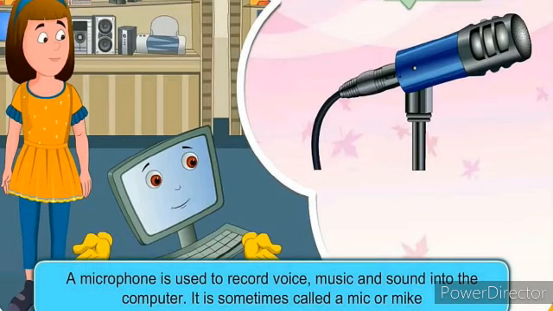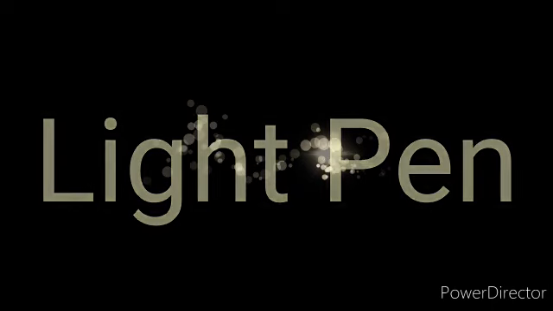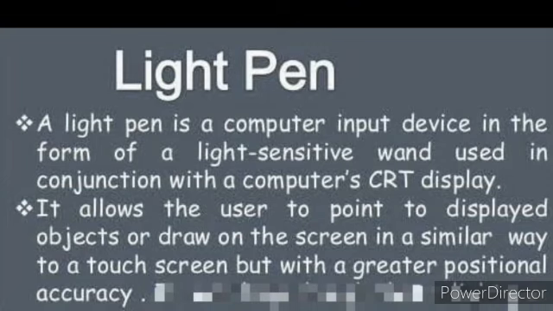Now we are going to discuss light pen. Here is a picture of a light pen. A light pen is a computer input device in the form of a light sensitive wand used in conjunction with a computer's CRT display. It allows the user to point to displayed objects or draw on the screen in a similar way to a touch screen, but with a greater positional accuracy.